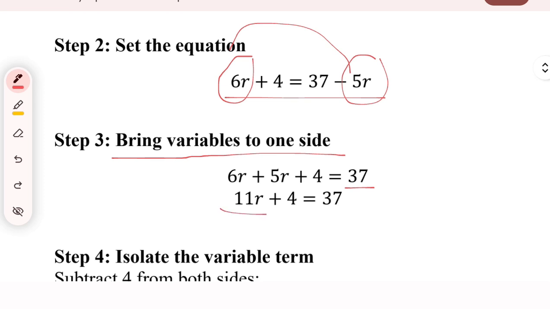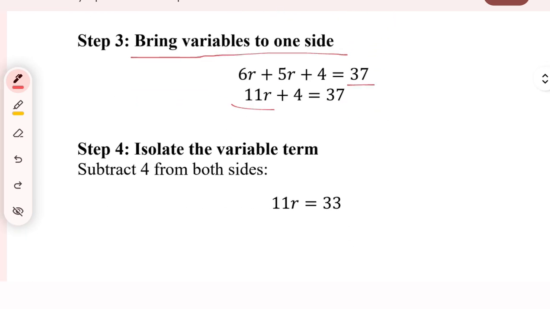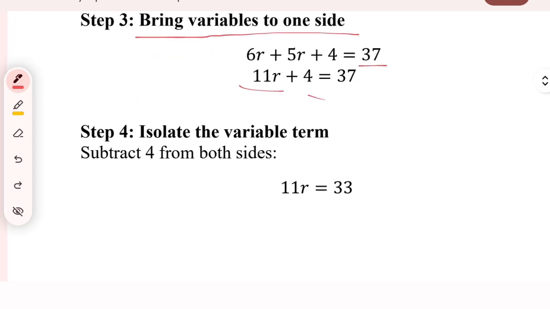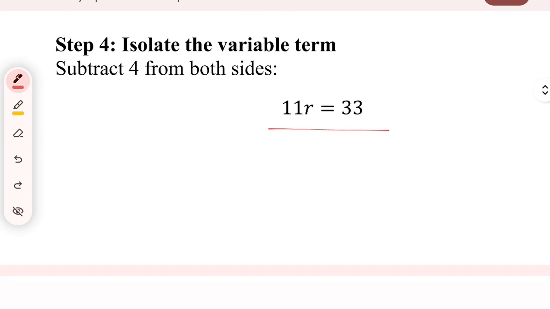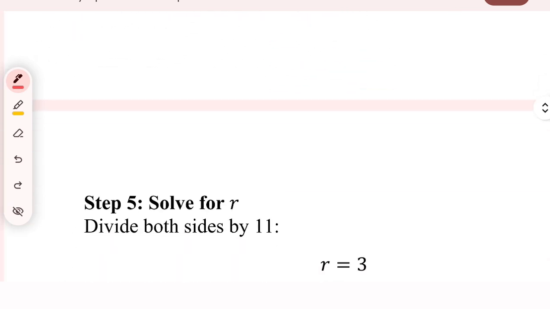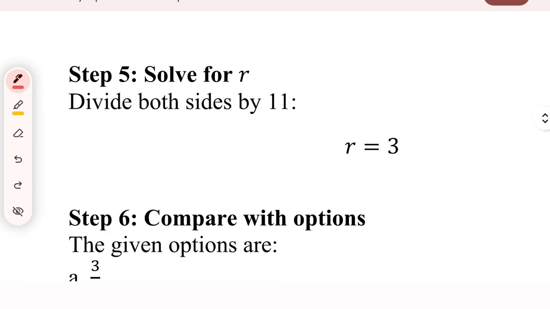So we now have 11r plus 4 is equal to 37, and then we can even move 4 to the other side as well to combine it with 37, and we have this equation of 11r is equal to 33. And finally, we can solve for r by dividing both sides by 11, and r is equal to 3. Yep, that's the final answer. r is equal to 3.